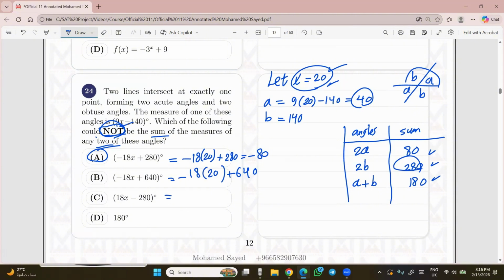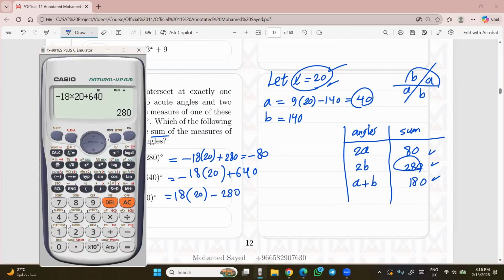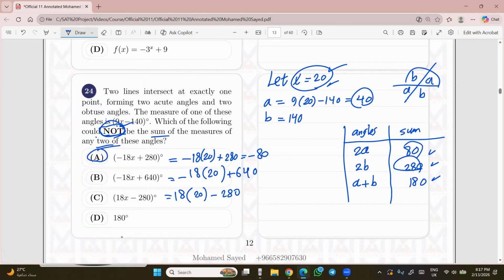The third one, 18 times 20 minus 280. Let's make it on the calculator. 18, this will be replaced by negative 280. And here on the left side, we have this negative, which should be positive, because the question is 18, not negative 18, and you get the answer of 80, which is also listed here. So that's okay. We don't need it, because we need the number that's not listed here.